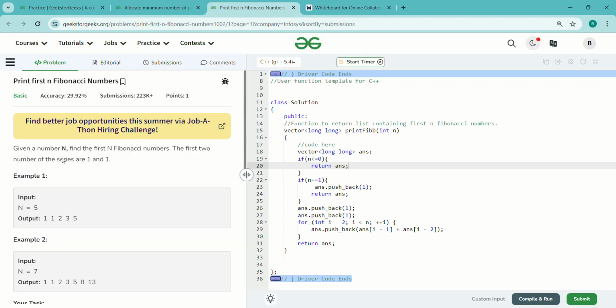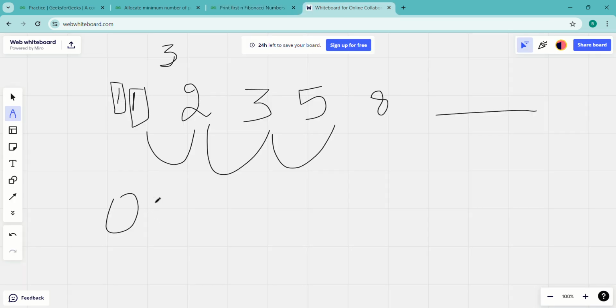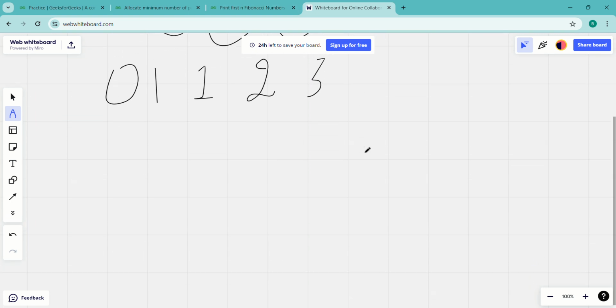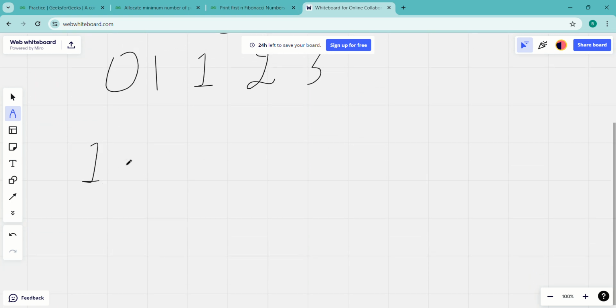However, in the question it is defined as the first two numbers of the series are 1 and 1. Sometimes we assume it as 0 and 1. First two numbers are 0 and 1. Next it is 1, then it is 2, then it is 3, then it is 5, and so on. But here in the question it is stated that the first two numbers of the series are 1 and 1. So the next are 2, 3 and 5.